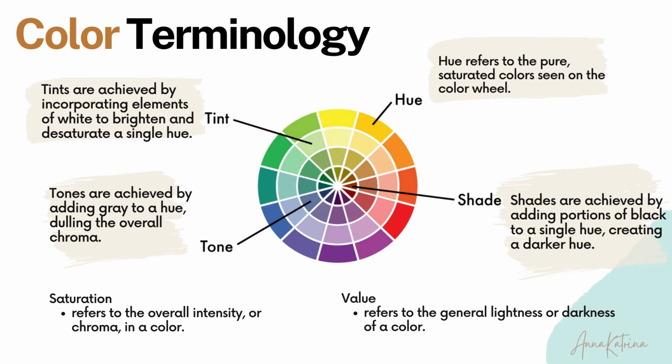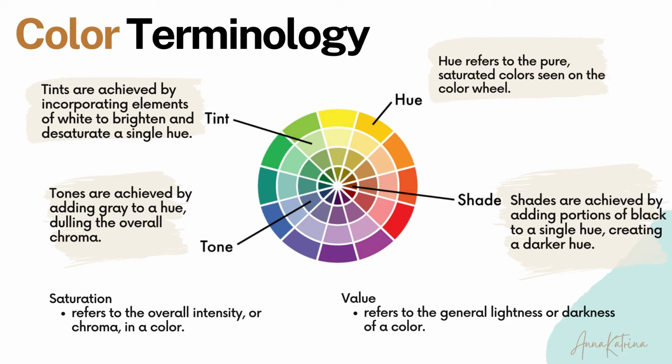Here is the basic color terminology that will help understand the color wheel better. Hue refers to the pure, saturated colors seen on the color wheel. Tints are achieved by incorporating elements of white to brighten and desaturate a single hue. Tones are achieved by adding gray to a hue, dulling the overall chroma. Shades are achieved by adding portions of black to a single hue, creating a darker hue. We will discuss shades, tints, and tones on the next slide.